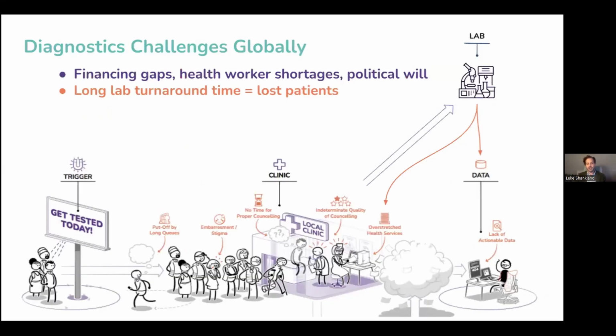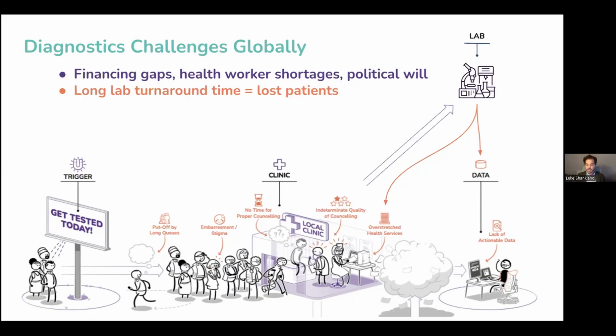But let's just remind ourselves about how diagnostics work, and some of the challenges. For a long time, most diagnostics was done centrally in labs, and we see problems with that. Some of those problems are addressable, and some are bigger, different kinds of problems that we're not going to talk about today: financing gaps, political will for change in health systems, health worker shortages. I'm currently sitting in Canada, and there are 6 million Canadians that don't have a primary health care physician. So these are global issues, and a lot of people are struggling with diagnostics.